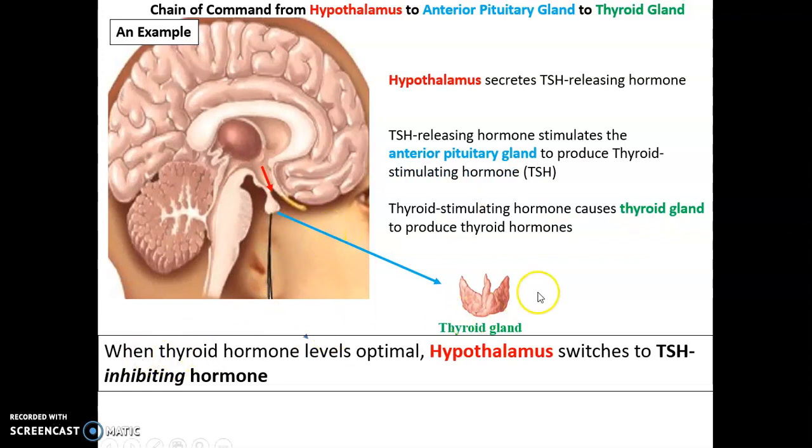Now, when the levels of thyroid hormone in the bloodstream are optimal, the hypothalamus will switch from producing the thyroid stimulating hormone releasing hormone to producing the thyroid stimulating hormone inhibiting hormone. So the hypothalamus is observing the levels of thyroid hormone in the bloodstream to determine whether to produce the releasing hormone or the inhibiting hormone.